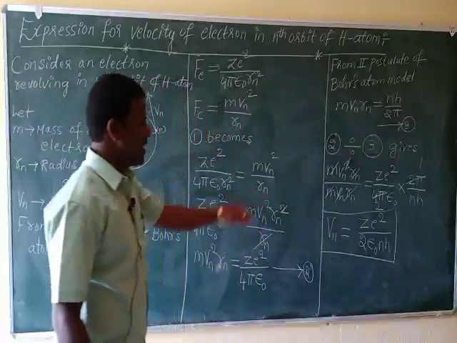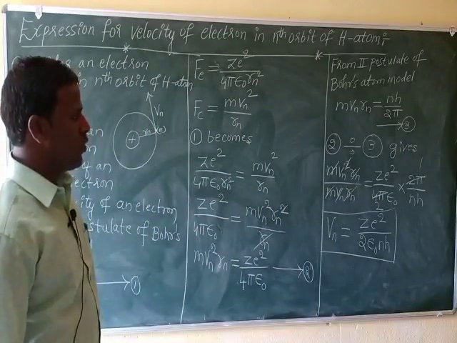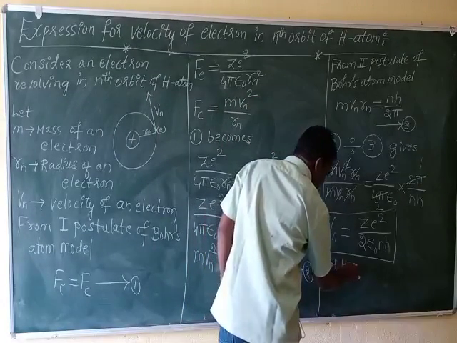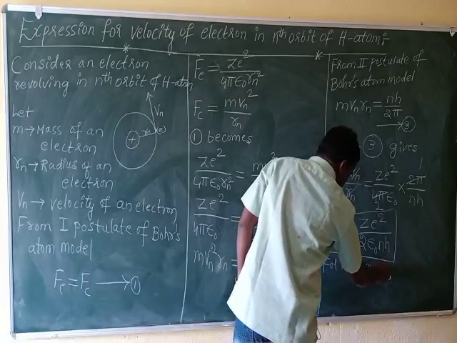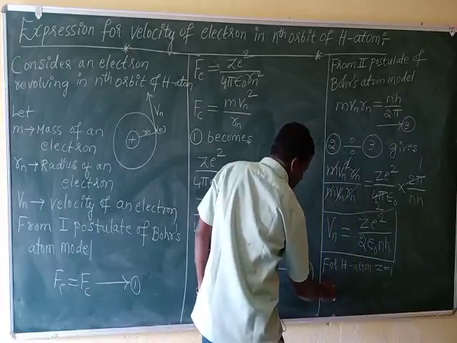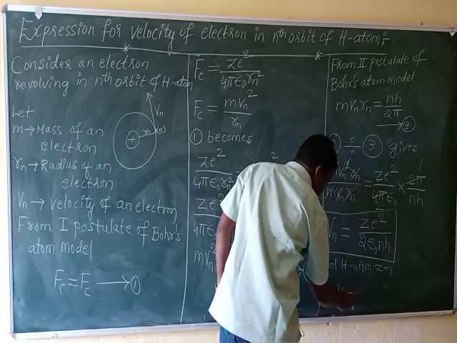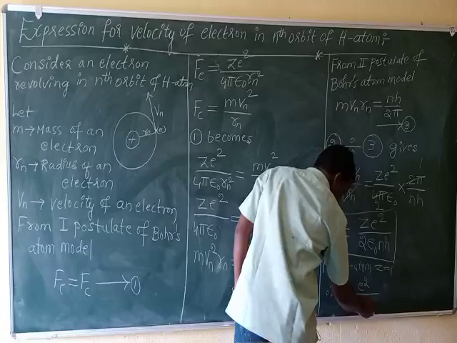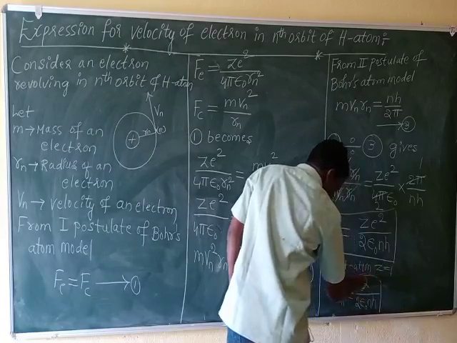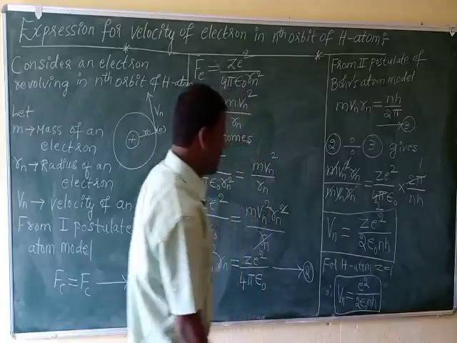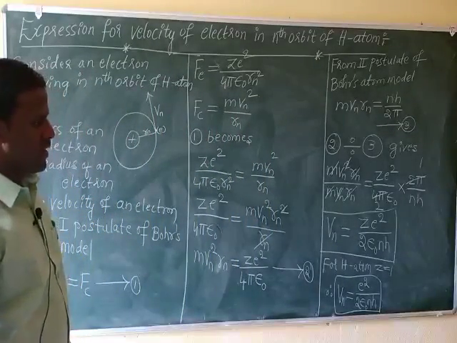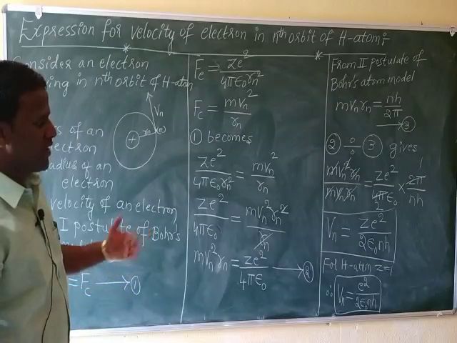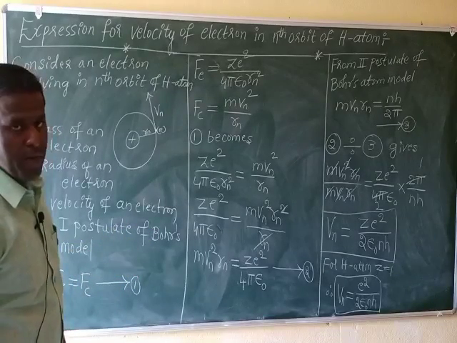What is the expression? Vn equals Z square by 2 epsilon naught nh. For hydrogen atom Z equals 1. So finally Vn equals e square divided by 2 epsilon naught nh. This is the expression for velocity of an electron in the nth orbit of hydrogen atom. So what is the expression you got? Vn equals e square by 2 epsilon naught nh.